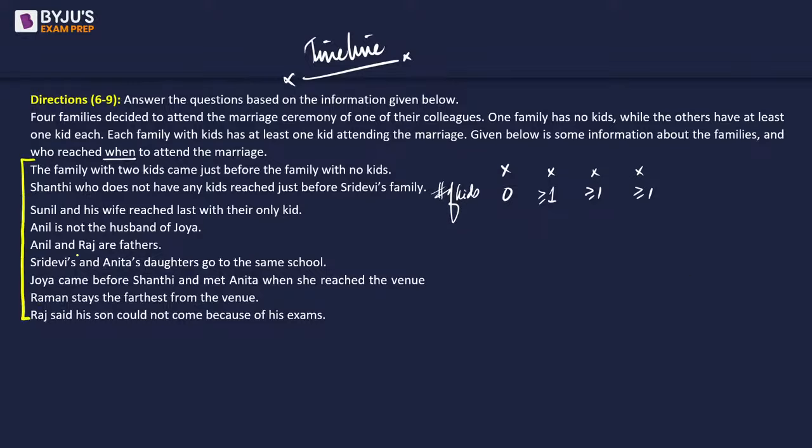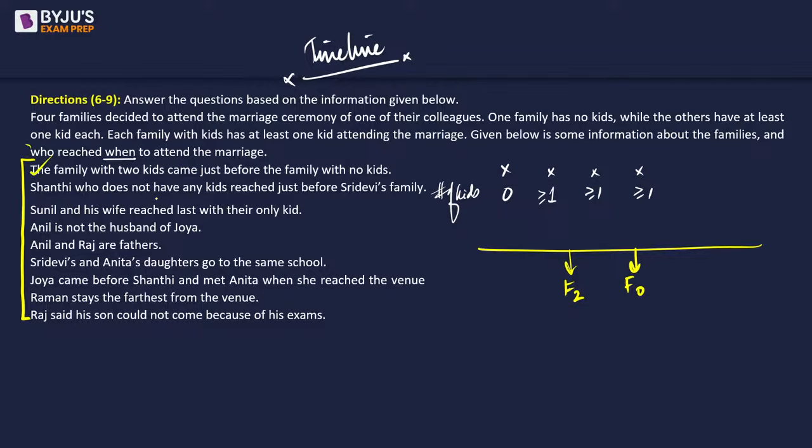Okay, the family with 2 kids came just before the family with no kids. So this is the timeline. So this is a family with 2 kids. So I'm writing F2. The subscript here will show kids, and F0 here is the family with no kids, right? We are done with the first statement.